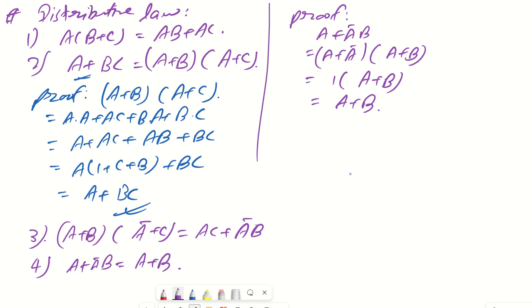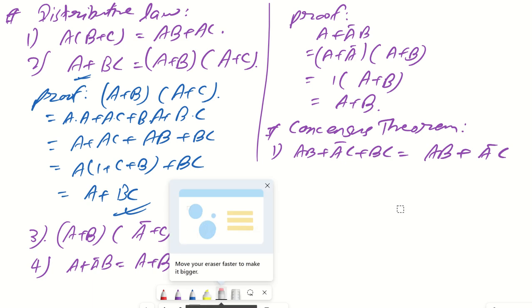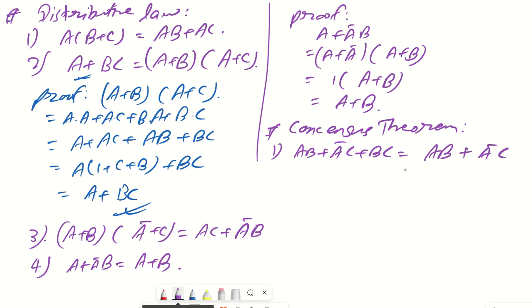Now let us take one more law which is called the consensus law. So consensus law is very important. Consensus theorem. In the consensus theorem we have, let us say, number 1, ab + a bar c + bc is going to be ab + a bar c. How it is happening is that one of the terms was redundant. Okay, so ab + a bar c.